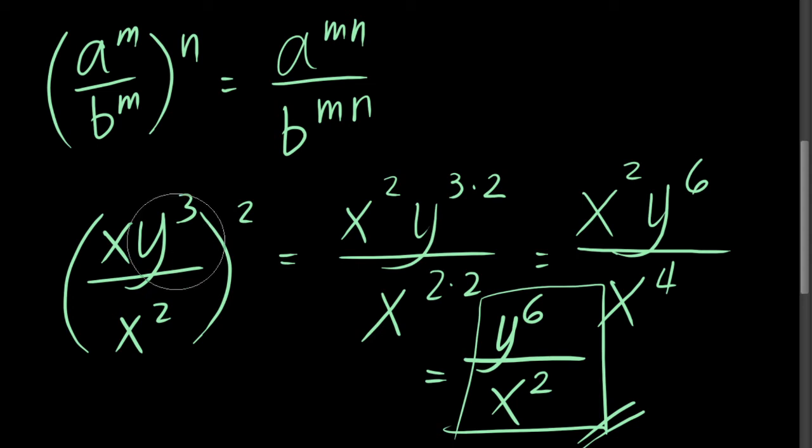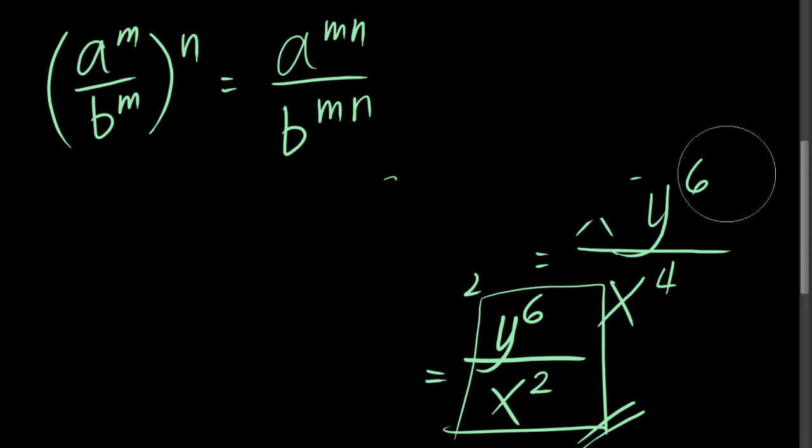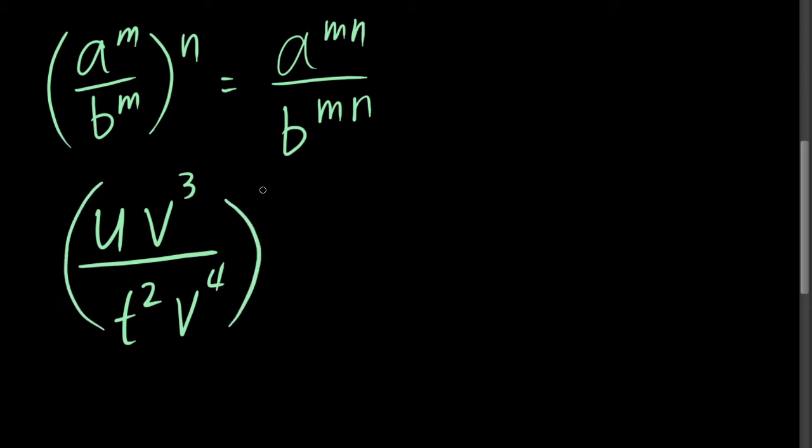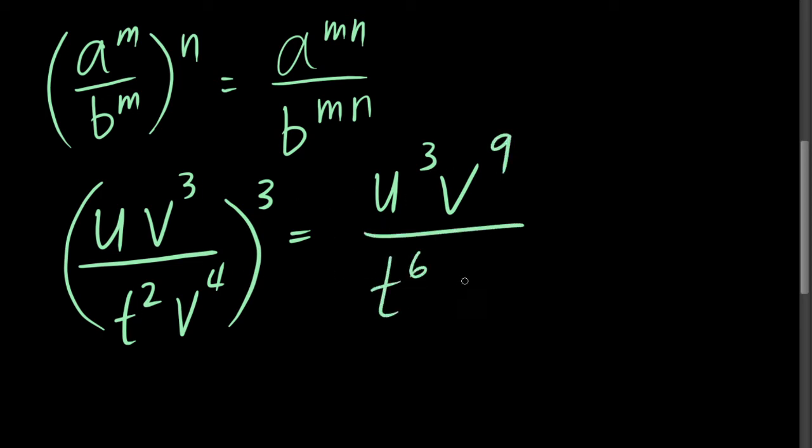Okay. Sa pagig-example, B. UV cubed over T squared V to the fourth, cube. Okay. So, let's distribute 3 to all the variables inside the parentheses. You have U cube, you have V. Kung na pagsulat, you know that 3 times 3 is 9 over T. 2 times 3 is 6. V. 4 times 3, you know it's 12.